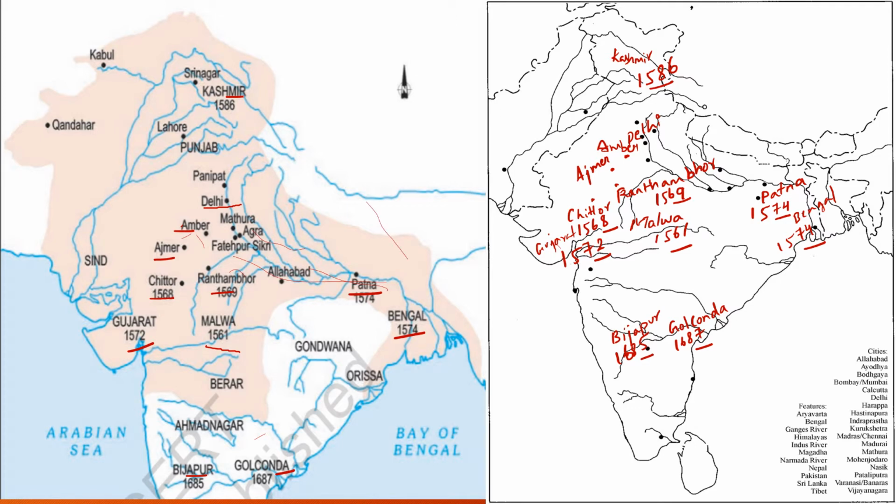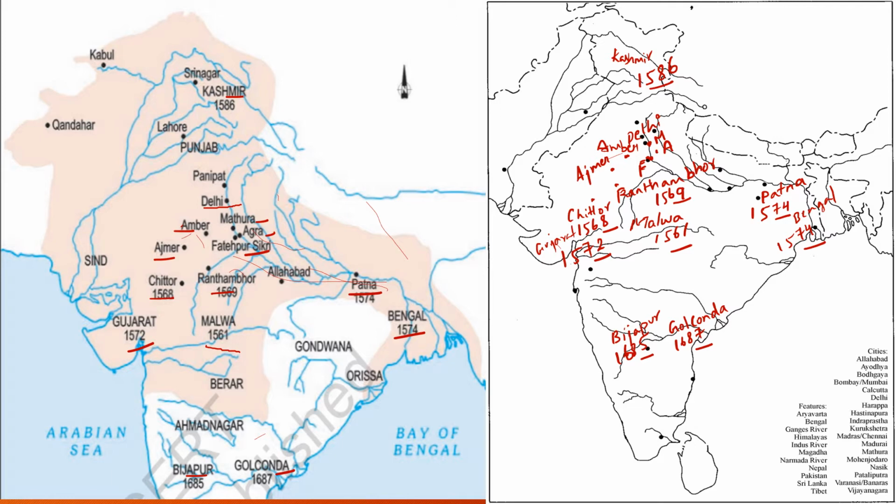Also important are Mathura, Agra and Fatehpur Sikri. Below Delhi you can mark Mathura, near that Agra, and near Agra you can write Fatehpur Sikri. I'll write MA and F here. These are other important points in history. These six places you should never forget, because in the history of 6th, 7th and 8th you will be dealing with these points: Delhi, Ajmer, Amber, Mathura, Agra and Fatehpur Sikri. Any doubts in this?